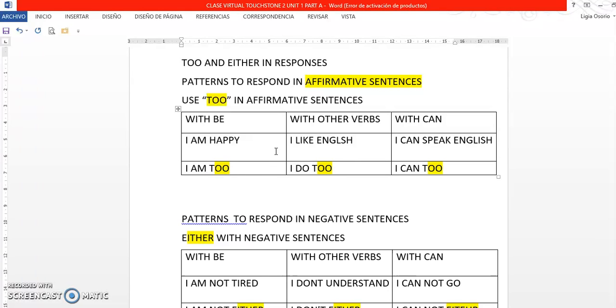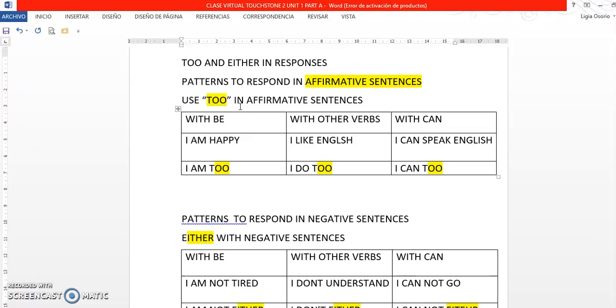If you are using other verbs, for example, live, work, study, other verbs, like the example you have here, "I like English." Remember that you are not using the verb to be here. And if you are not using the verb to be, you are going to need an auxiliary verb to respond. Remember, the pattern to respond with simple present tense is "do" and "does." In this case, I'm using "do" because I'm talking about myself. For example, here, look at examples. "I like English." I can respond, "I do too."